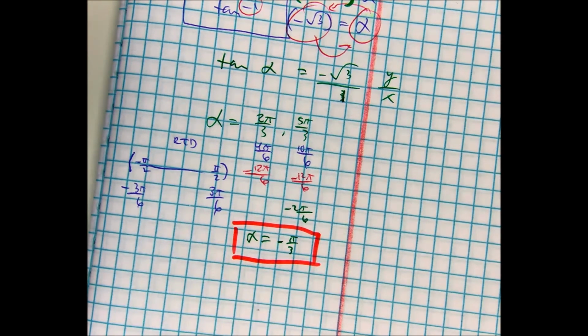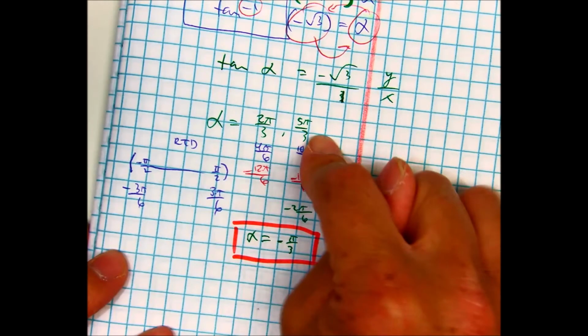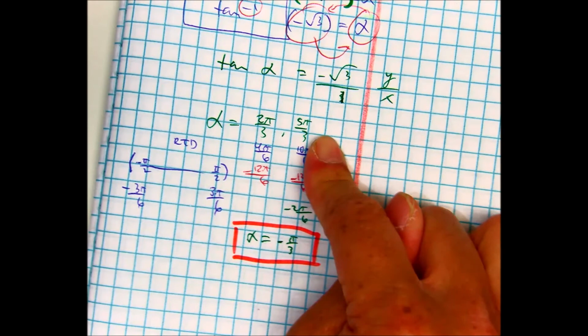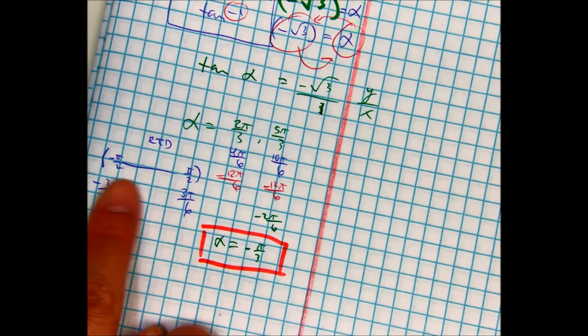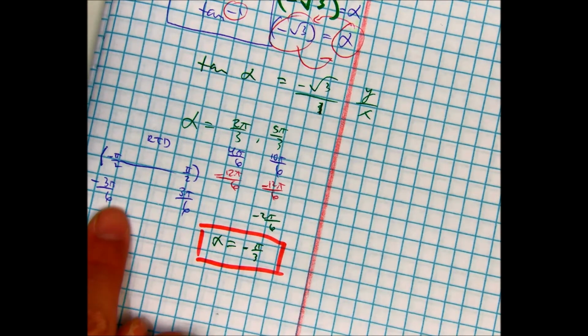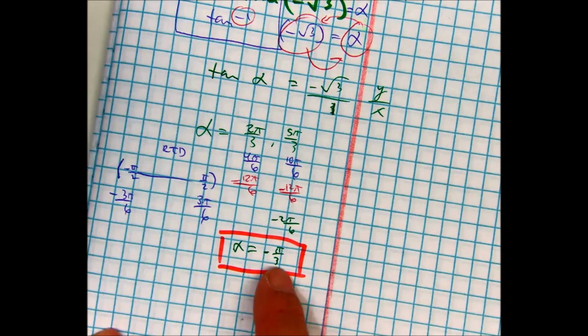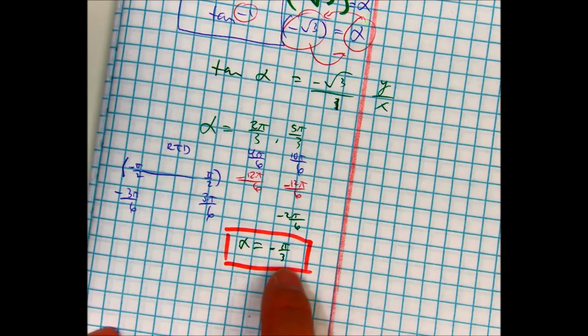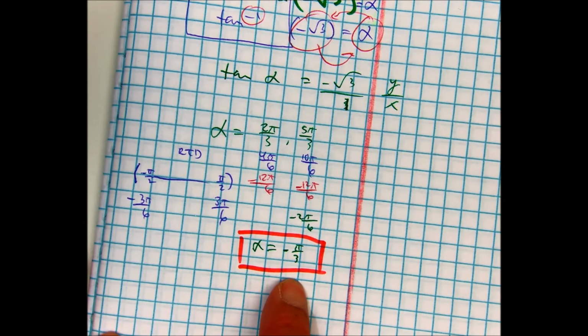Raise your hand if you got that. So Ducky originally had 5 pi over 3. Raise your hand if you had 5 pi over 3. 5 pi over 3 is not in the restricted domain. Remember, your answer has to be between here. Yes? Is it following along? Okay, so he did the coterminal angle, and this coterminal angle is within the restricted domain, so alpha equals negative pi over 3 is your answer.